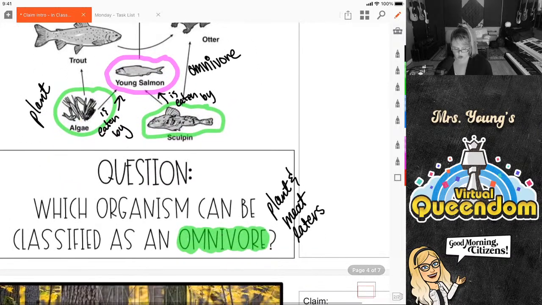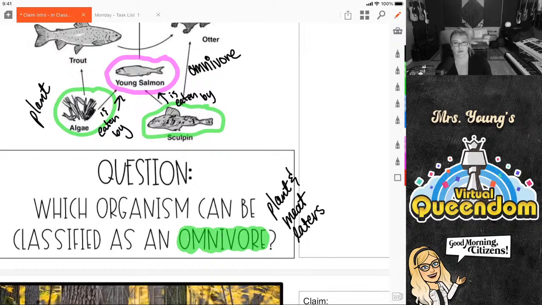So if my question is which organism can be classified as an omnivore, give me a claim that shows how the young salmon is the omnivore. Careful not to just give me a statement. Turn it into a claim. Make sure you're turning it into a claim and not just a blanket statement. You're not just giving me a fact. Turn it into something you can argue.